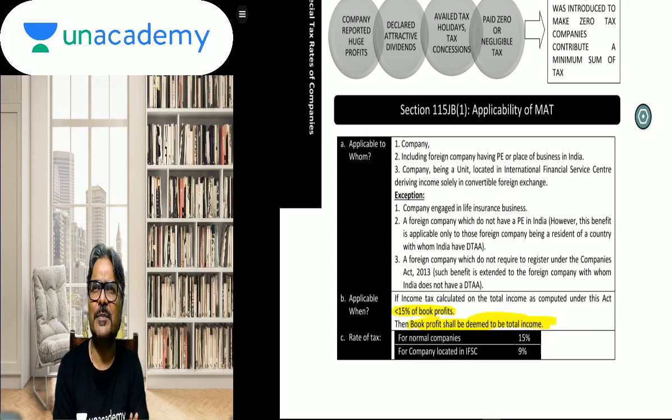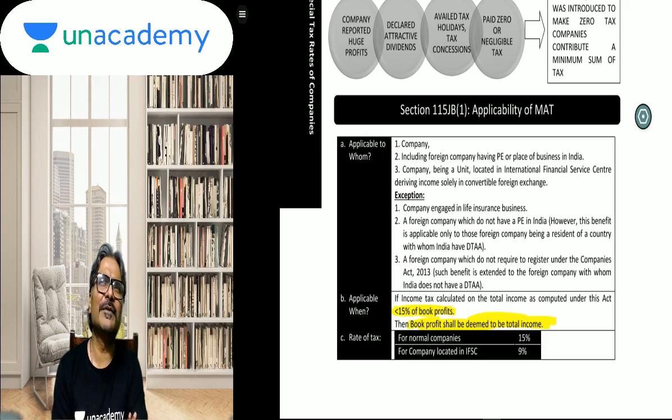Now students, this particular unit, you will find the rate at which the unit is charged is at 9%. Now this is at 9%, students, whereas the normal company is at 15%. So always keep in mind this particular rate factor, the things that change. By the way, what is the AMT rate? 18.5%. So 18.5% is the AMT rate, but here the MAT rate is at 15.